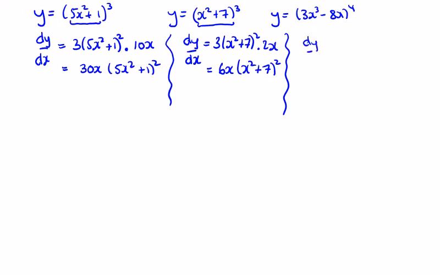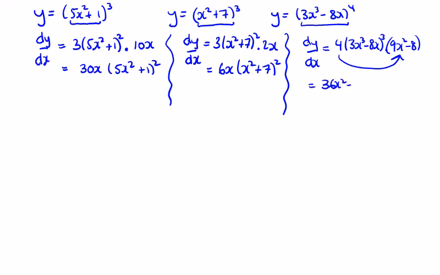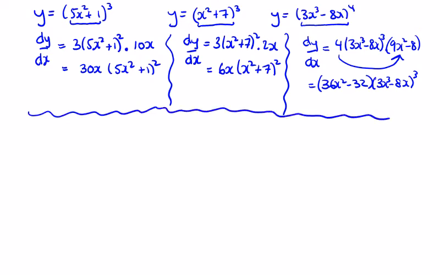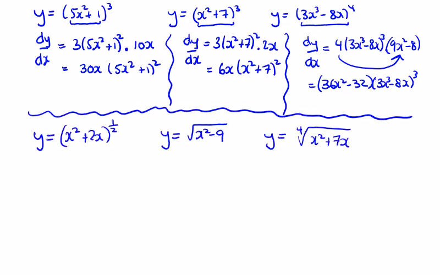And this one, dy dx, is equal to 4 times 3x cubed minus 8x to the power of 3, and we multiply by the differentiated bracket, which is 9x squared minus 8. Now, because there's 2 parts to it, we need to multiply the 4 by both of these. So it's equal to 36x squared minus 32 times 3x cubed minus 8x to the power of 3. So your basic chain rule knowledge. So try these 3 next.